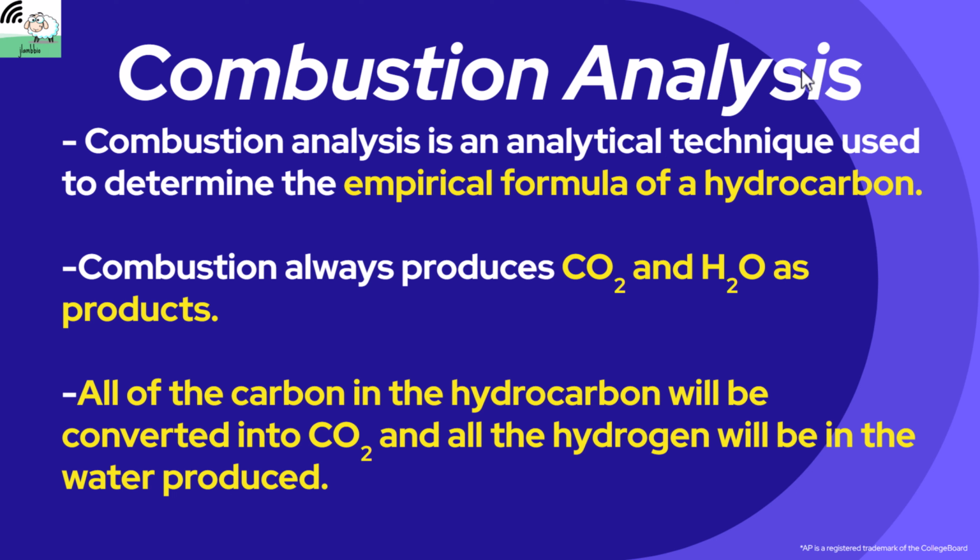So when we look at a combustion reaction, we can make a couple of assumptions based on that information. First is that all of the carbon in the hydrocarbon is going to be converted into CO2, and all the hydrogen will be converted into water that is produced from the reaction. So if we can experimentally figure out how much CO2 and how much water we have from a combustion reaction in terms of grams, I can then figure out how many grams of carbon I have in CO2 and how many grams of hydrogen I have in water, and then use that information to figure out the empirical formula of the hydrocarbon.